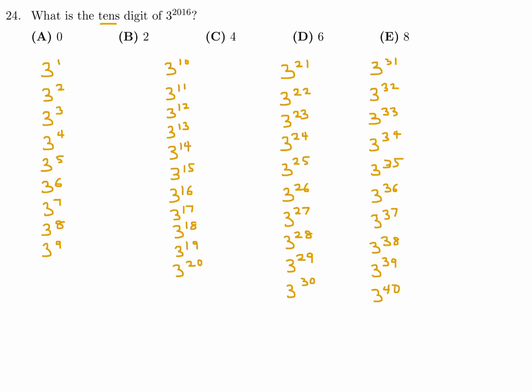All right, let's now write the tens digit beside each number. Well, this is 0. 0, 2, 8, 4, 2, 8. And remember, I'm just writing the tens digit here. 6, 8, 4. 4, 4, 2. 6, 0, 2. 6, 8, 6, 0. All right, do you see any pattern?